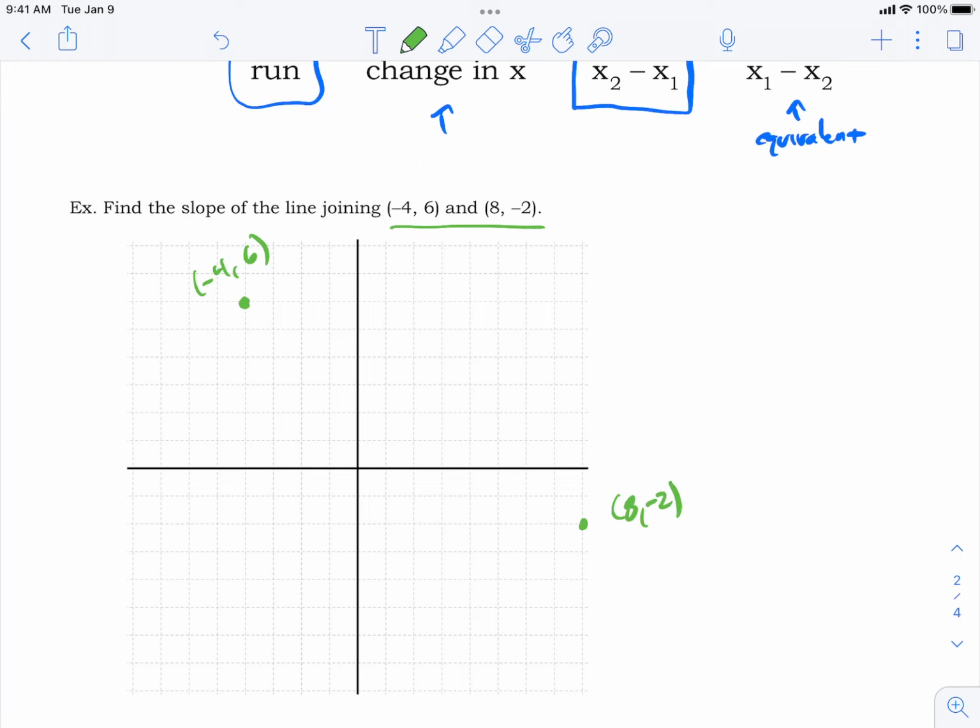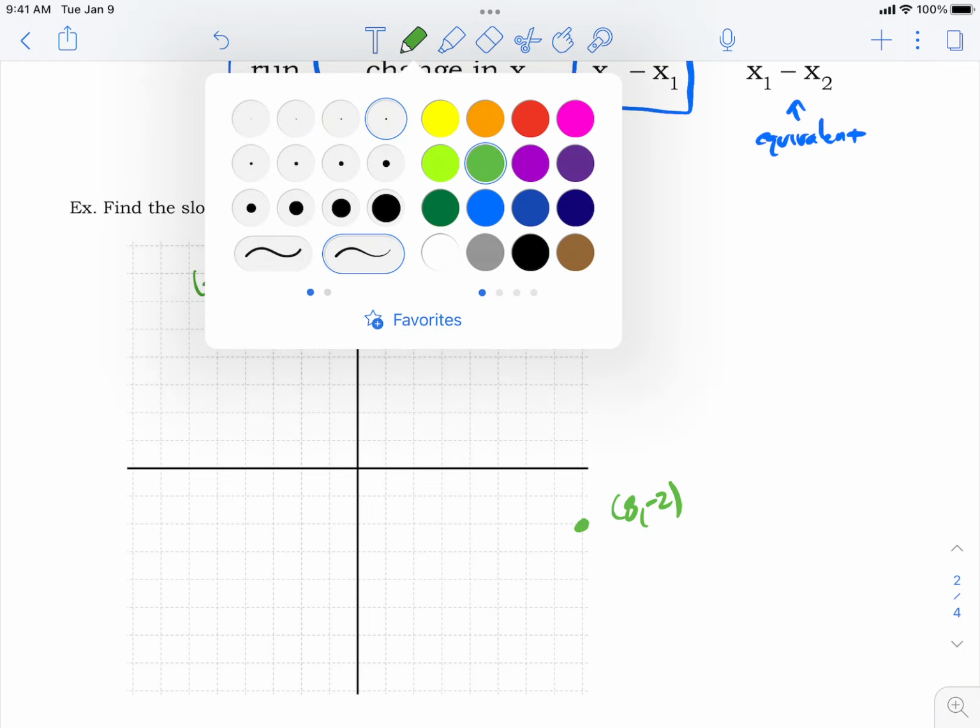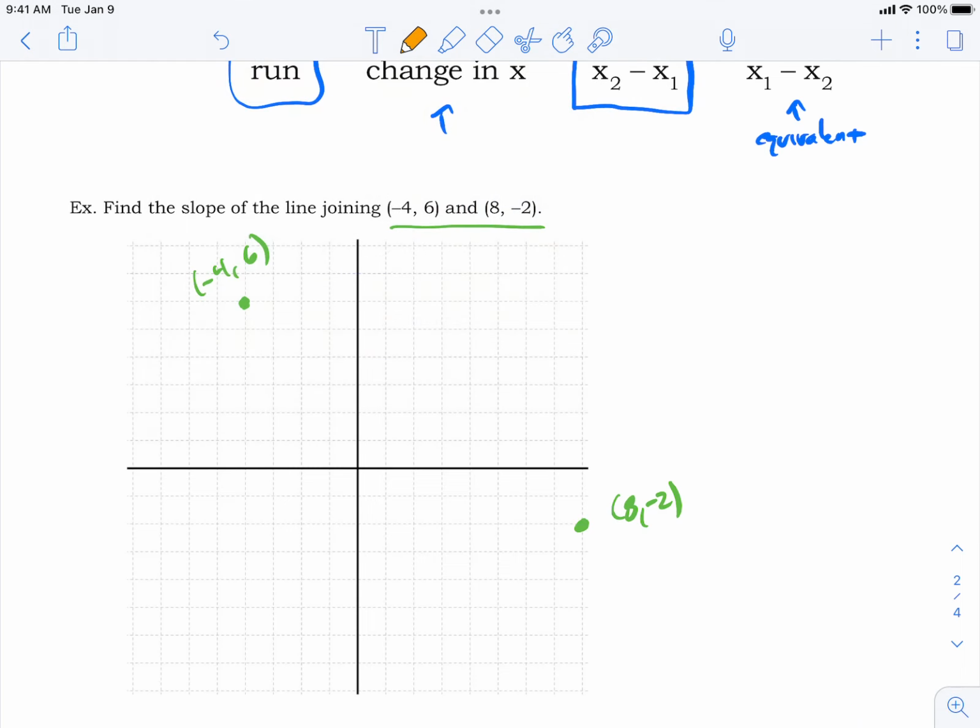8, negative 2. Well, they're kind of far apart. But that's okay. Because they're landing on the grid lines so nicely, we can just do our little triangle construction here. Or I guess it would be a triangle if I did this. Here's the rise, and here's the run. The run always goes left to right. And so the run is, and you can just count the squares, 1, 2, 3, 4, 5, 6, 7, 8, 9, 10, 11, 12. We have a run of 12.